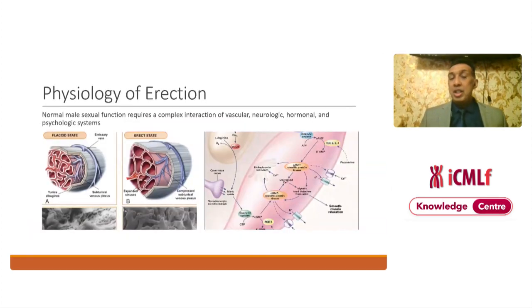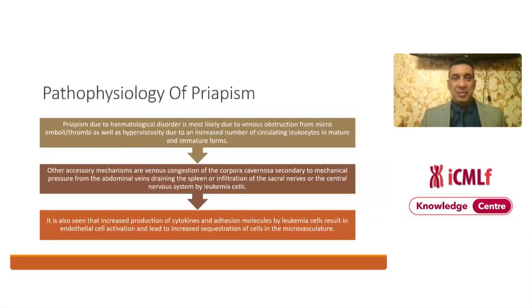This diagram illustrates the physiology of erection, and you can see on the left side the flaccid status, and just on its right, the erect status. And if you want to catch one thing, you should understand that normal male sexual function is a complex process which requires an interaction of vascular, neurological, hormonal, and psychological systems.